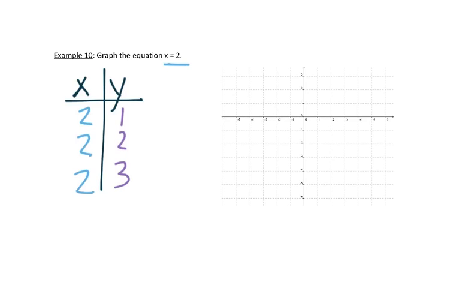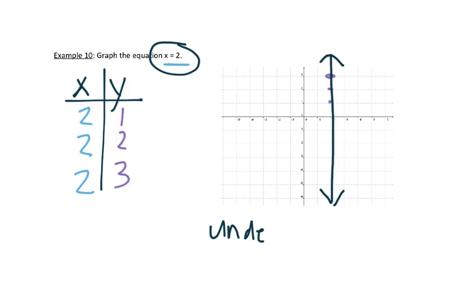So when we plot those points, we would go over 2, up 1, and then over 2, up 2, and then over 2, up 3. So we'll draw a line through those points. And we get that. And this time it's a vertical line. Goes straight up and down. It crosses the x-axis at 2 because this said x equals 2. This has an undefined slope. It's too steep to measure. And that happens anytime we have an x equals a single number because there's no y in that equation.